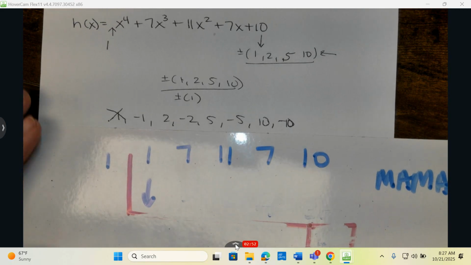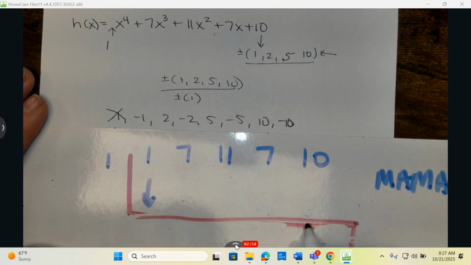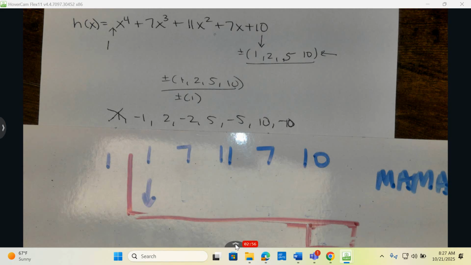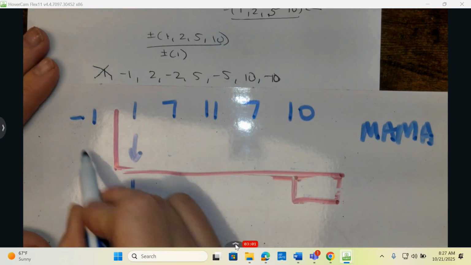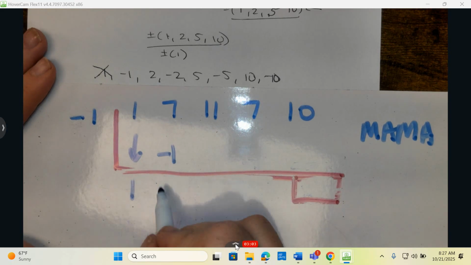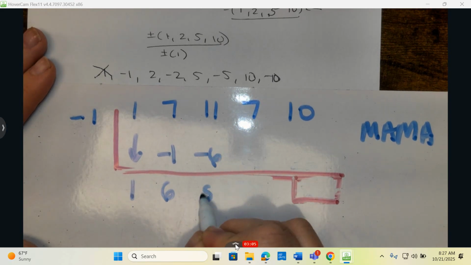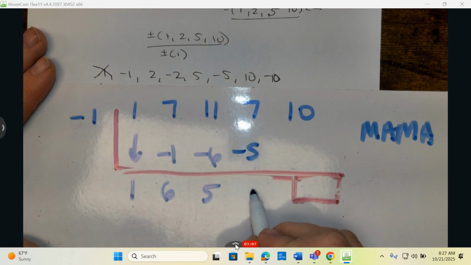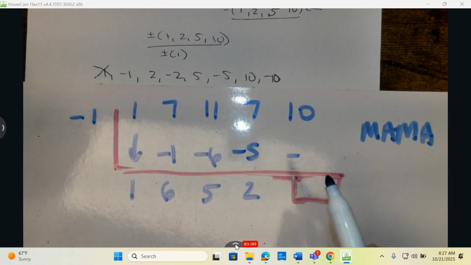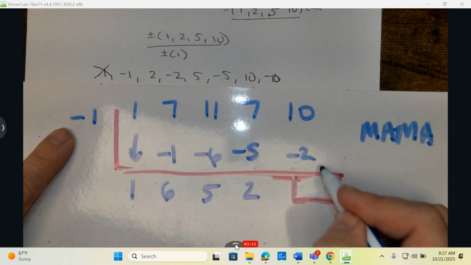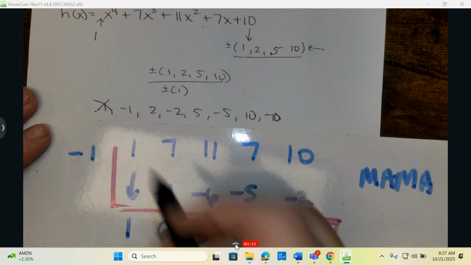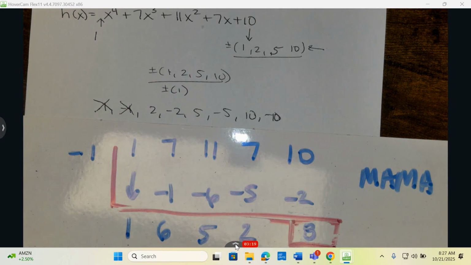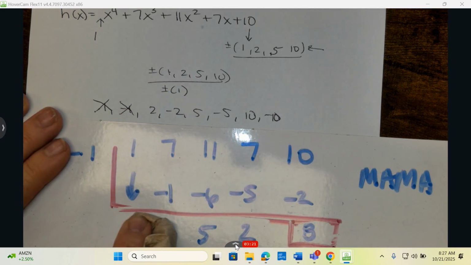Okay, let's try the next one. Please go ahead and try negative 1 for me. So attempting negative 1 next. Dropping down, multiplying and adding down, multiplying and adding down, multiplying and adding down. And if you see me make a mistake, please let me know. Multiplying and adding down. Do you get the same remainder that I did? Can somebody check with me? Okay, I'm crossing out negative 1. And I'm going to keep going until I find one that works.